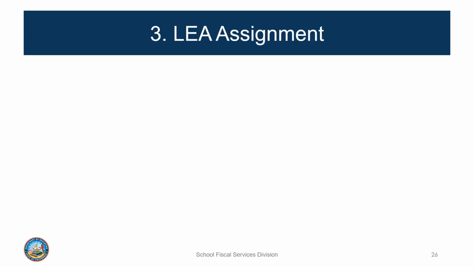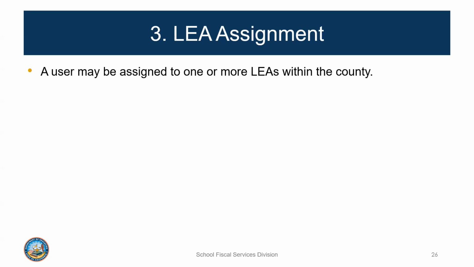Lastly, I want to cover the LEA assignments, which is the last user assignment decision that has to be made. So a user may be assigned to one or more LEAs within the county. This feature isn't really necessary in most of the traditional setups, but it could be useful in a case where there's a charter management organization and they have responsibility for reporting data for more than one charter school in the county. Then the assigning entity can literally just pick the charter schools from the list and assign more than one to a single user.